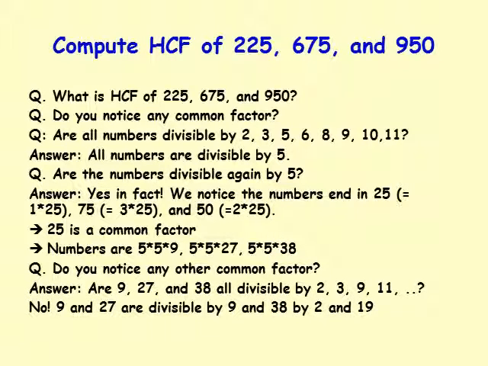Let's continue from here. Are 9 and 27 divisible by any of these numbers, 2, 3, 9, 11, etc.? 9 and 27 are divisible by 9. Its digit sum is 9 and its digit sum is 9. And 38 is an even number and it's divisible by 2 and 19. So not a common factor for all of the numbers.